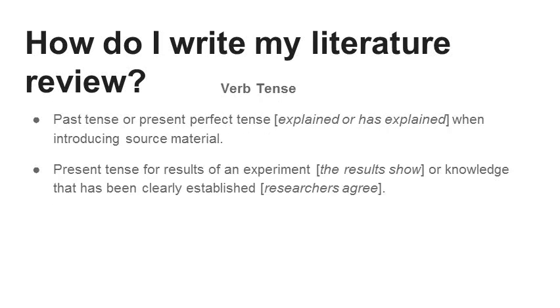Okay, let's take a moment to talk about verb tenses when writing your literature review. Specific verb tenses are designated to be used when describing results and conclusions from empirical studies, as well as when discussing one or more past studies as a reference point to explain the background of a problem. So generally, you can use past tense or present perfect tense, such as explained or has explained, when introducing source material. And usually, present tense is used for results to explain the results of an experiment. For example, the results show, or knowledge that has been clearly established, such as researchers agree, showing some kind of confirmation.